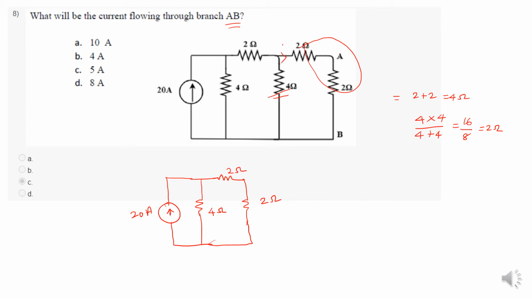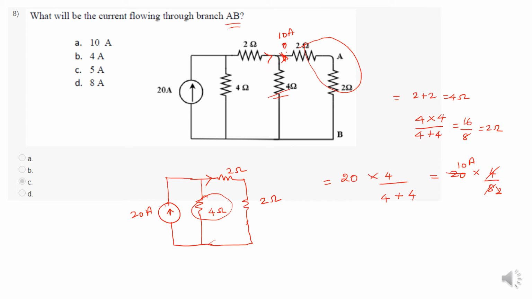In order to find out this current, first we should know what is the current flowing through this combination. Okay, for this, I am going to apply the current division technique. So what is the current? Current division technique: the total current into the opposite resistance, which is 4, divided by 4 plus the total, 2 plus 2, 4 ohm. Okay, then 20 into 4 divided by 8. So 1 by 2, or 10 ampere. So what is the current here? That is the 10 ampere current.